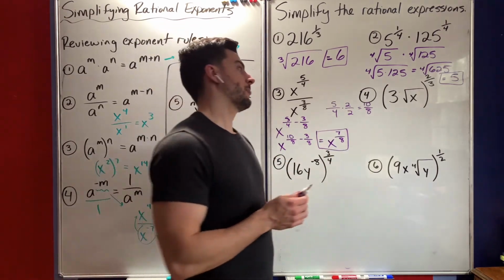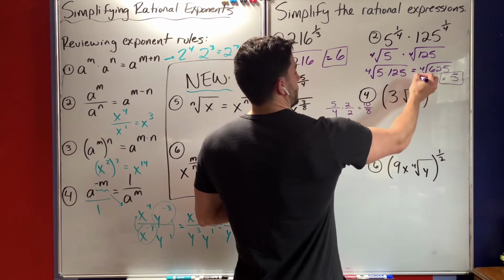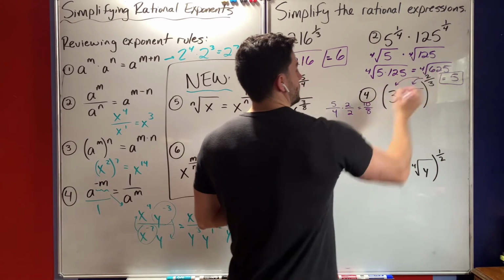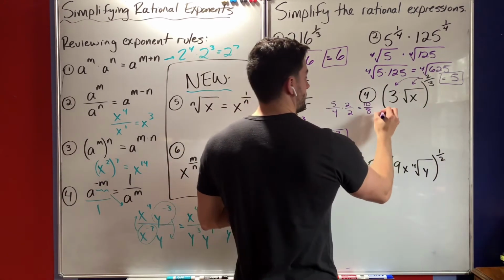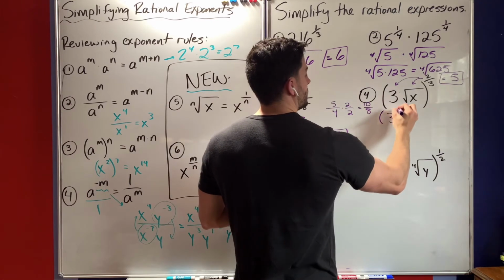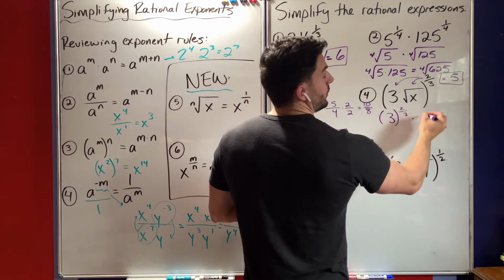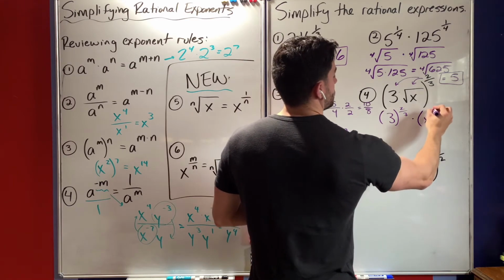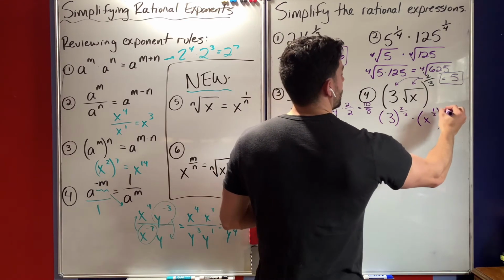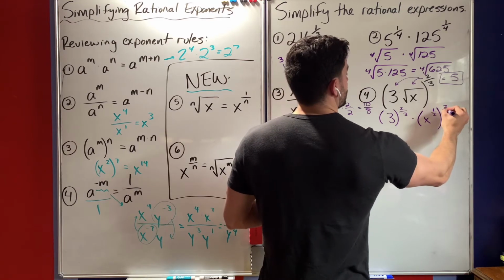It'd be a little bit harder. But we can do that with all these, okay? So distributing this 2/3 exponent means this is going to be 3 to the 2/3 power, and then times this x. Notice what I'm going to do here. I'm going to change this to say x to the 1/2, and then times the 2/3 power, okay?